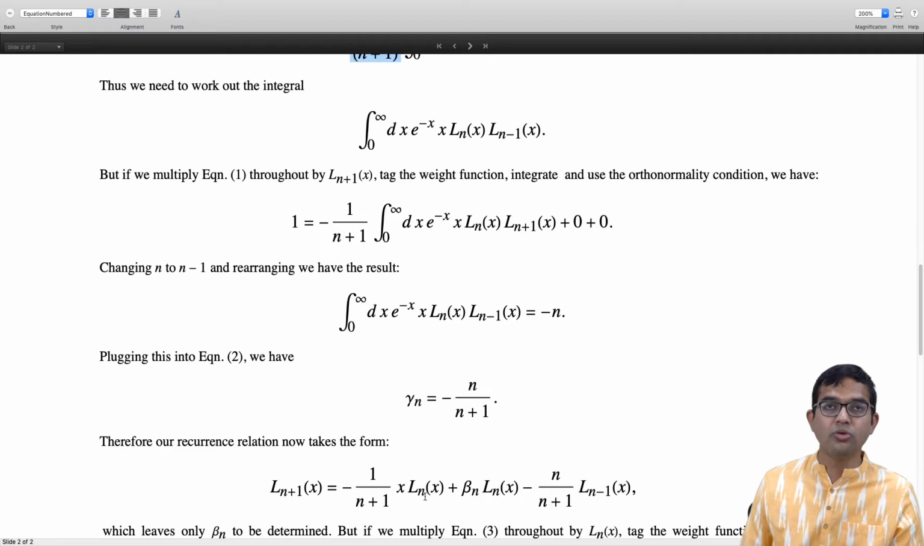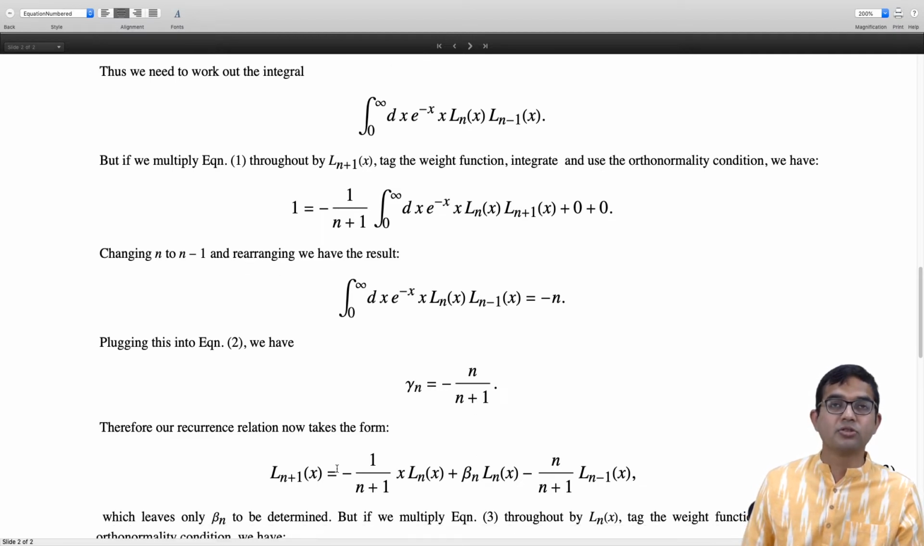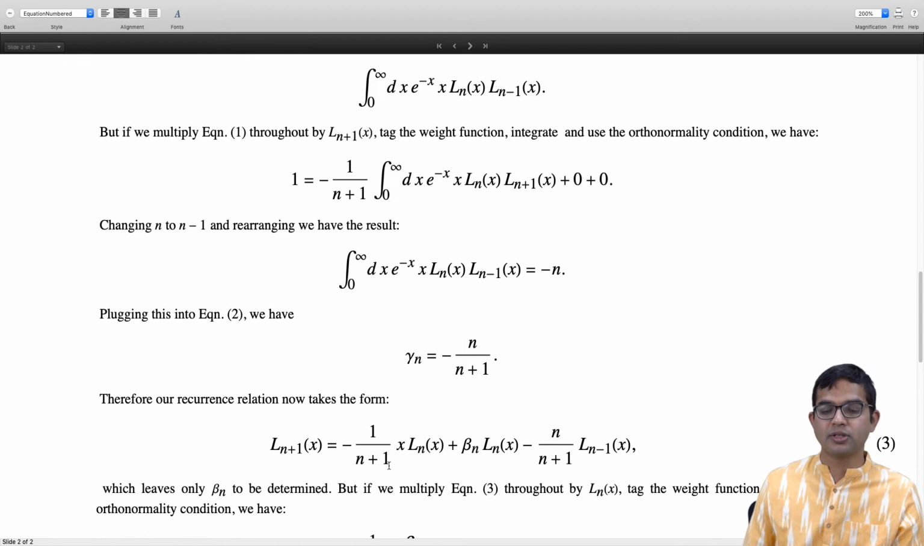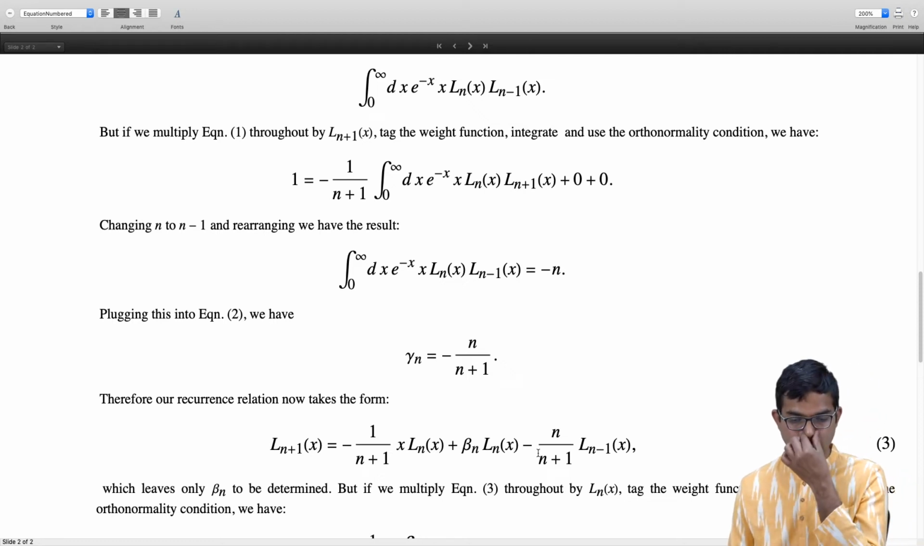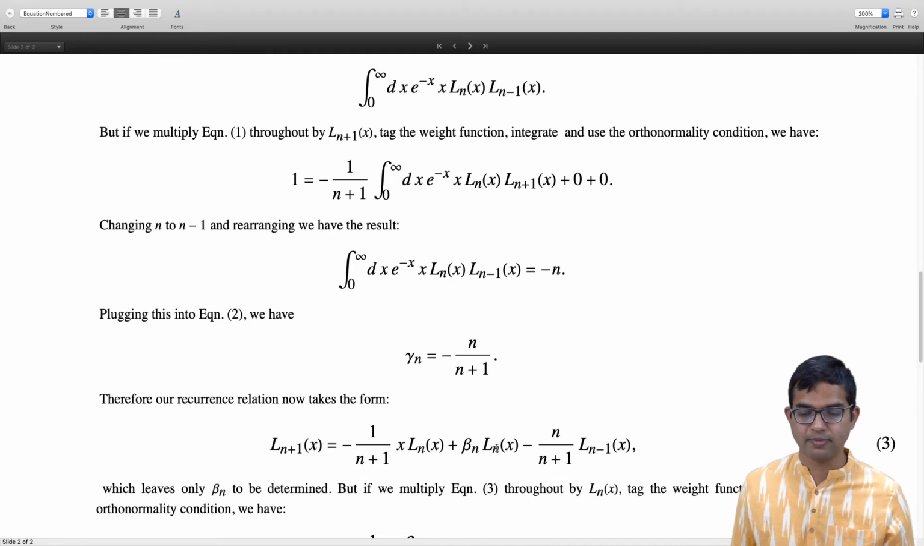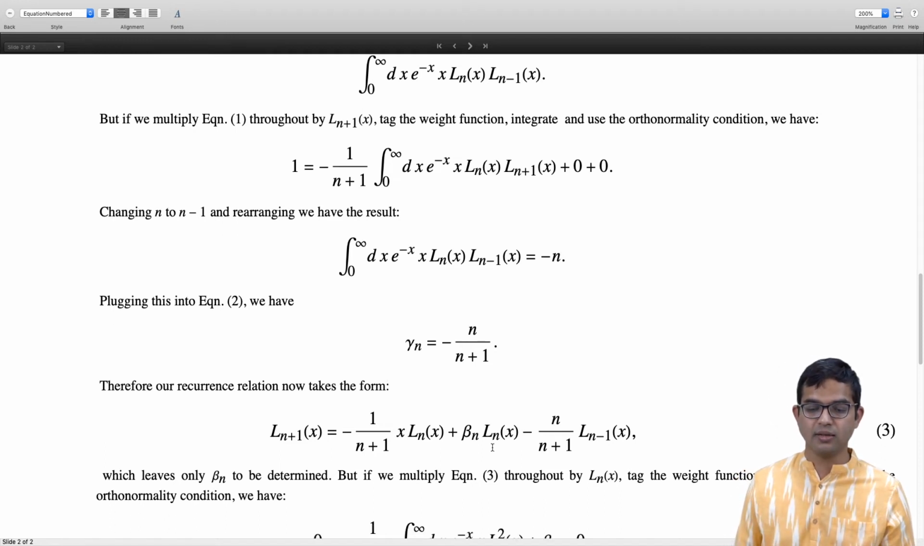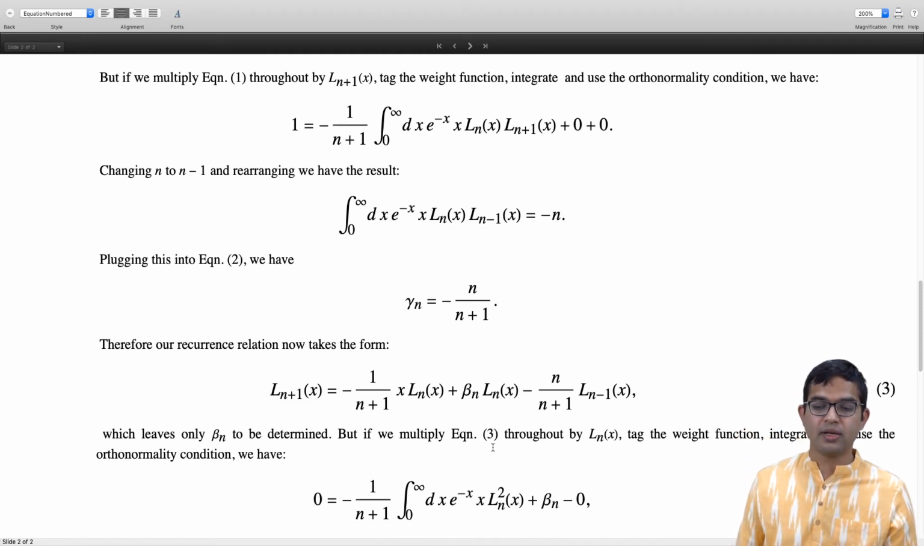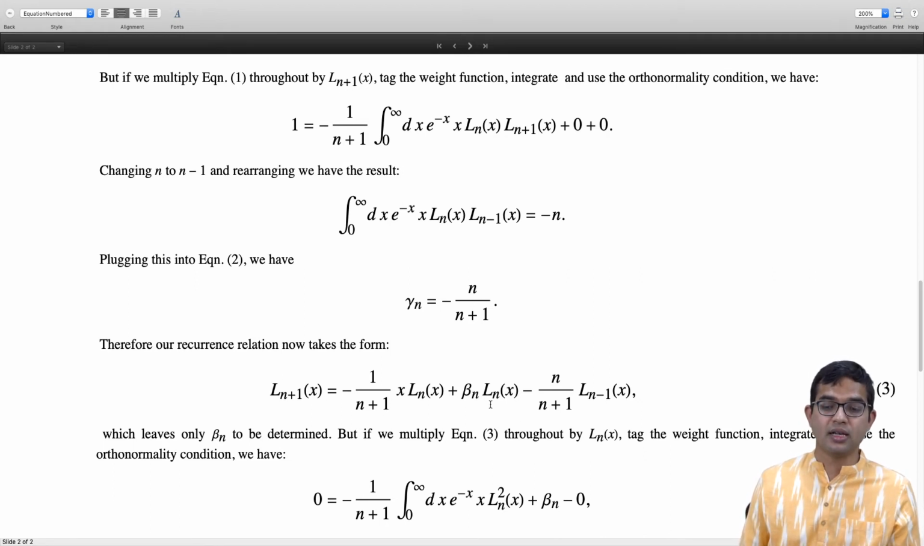So we have worked out 2 of these unknown coefficients out of the 3. So we have ln plus 1 of x is minus 1 over n plus 1 times x times ln of x plus beta n times ln of x minus n over n plus 1 times ln minus 1 of x. So only beta n remains to be worked out, and so we might be tempted to multiply throughout by ln of x and see if it can tell us the answer.